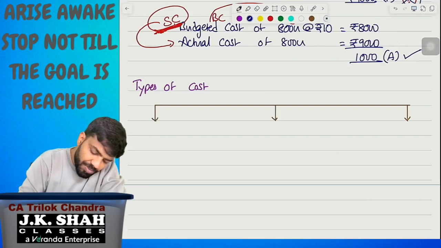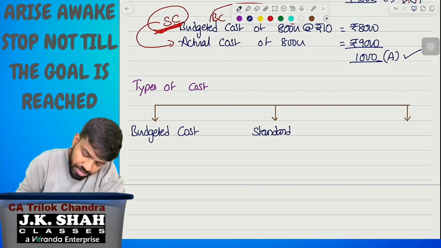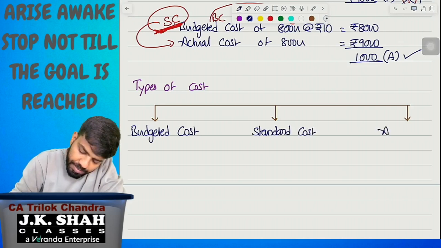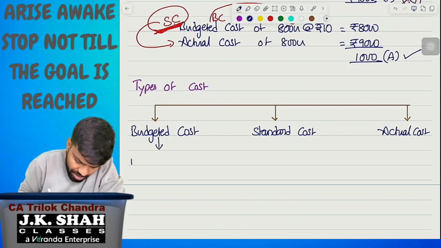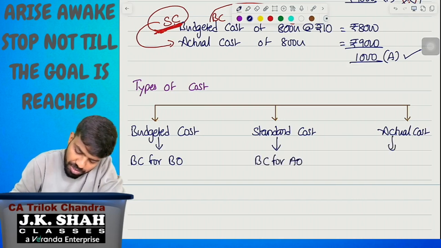What are the three types of cost here? Budgeted cost, standard cost, and actual cost. What does budgeted cost mean? Budgeted cost for budgeted output. What does standard cost mean? Budgeted cost for actual output. What does actual cost mean? Actual cost for actual output.